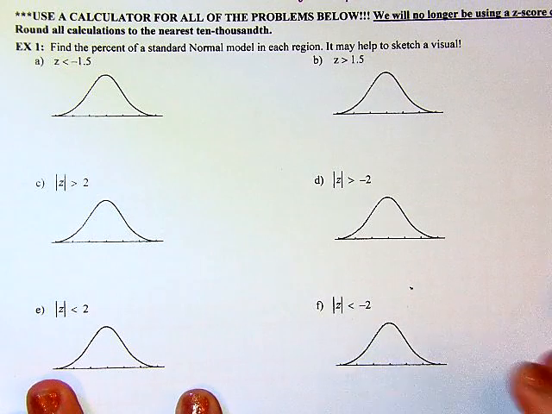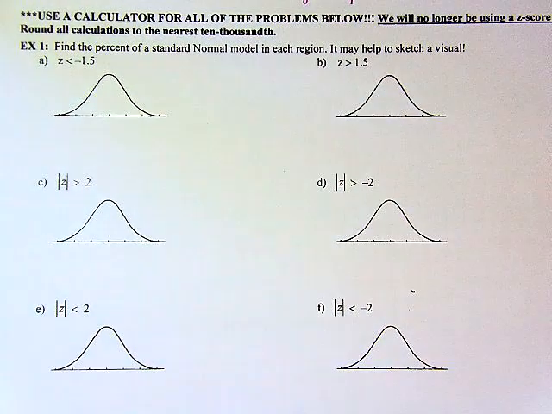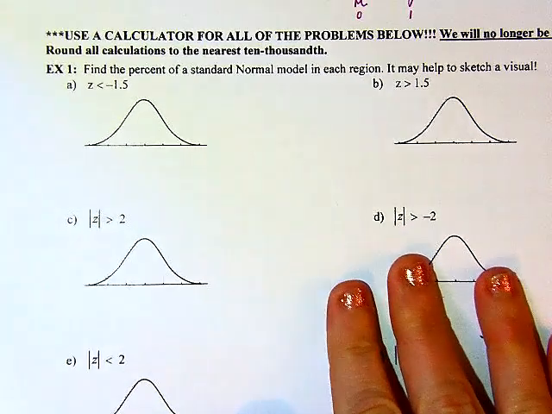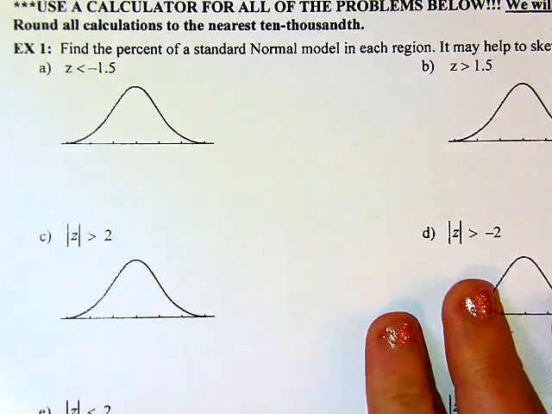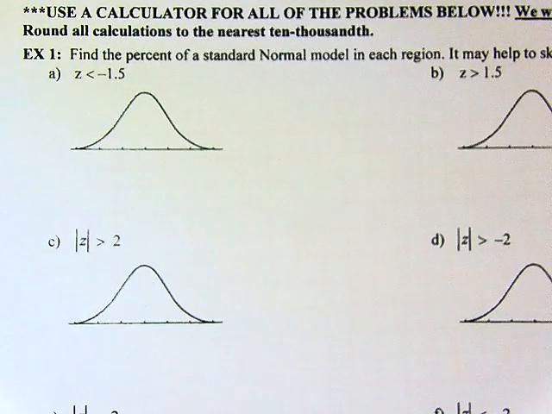And let's take on that first example. I'm going to get it a little bit tighter. Let me just adjust. Okay. Let me get zoomed in. All right, so for all of these, we're going to be using our calculators now. We're going to move away from a z-score chart.